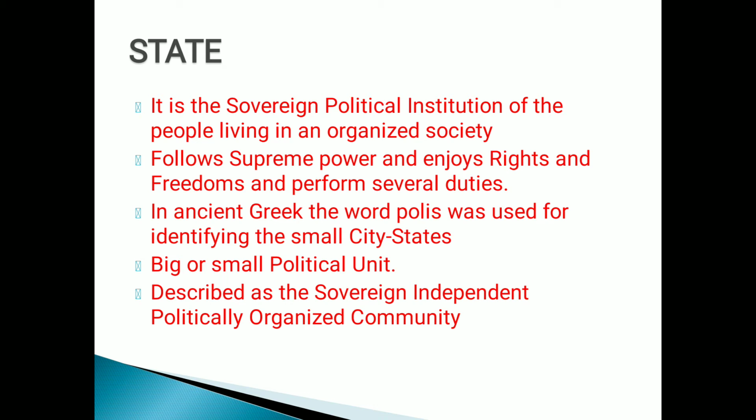Its prime responsibility is to provide security, peace, order, and governance to its people. The people have to continuously and habitually obey the laws of the state. So I hope, children, you have understood what is meant by the term state. So it is a sovereign political institution of the people living in an organized society, which follows supreme power and enjoys rights. In ancient Greek, the word polis was used for identifying small city states, big or small political units, again described as a sovereign institution. Clear? Let's move on to another slide now.